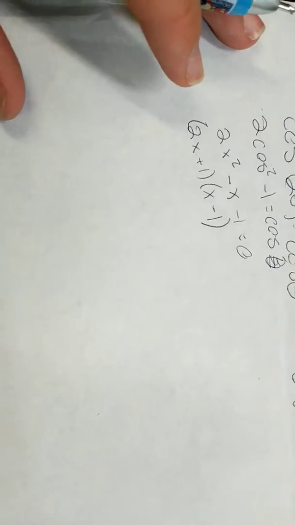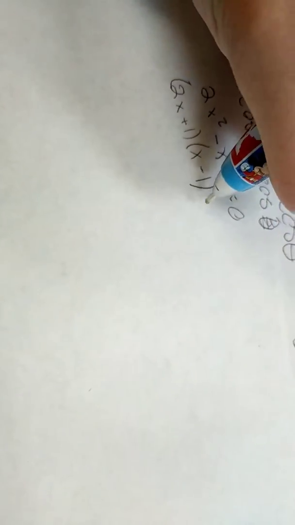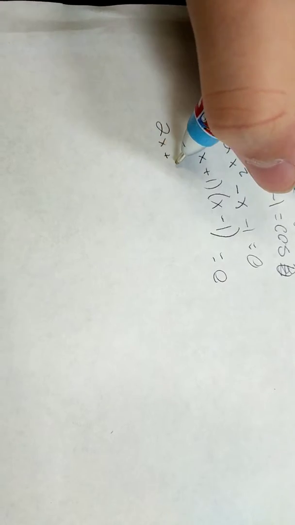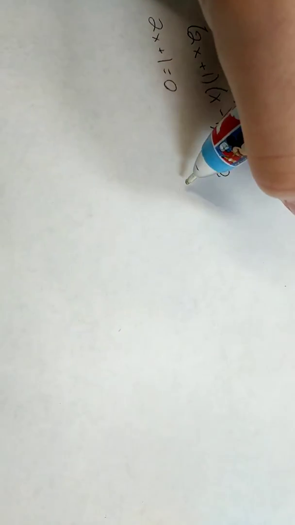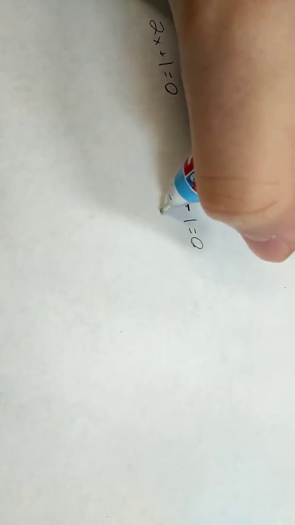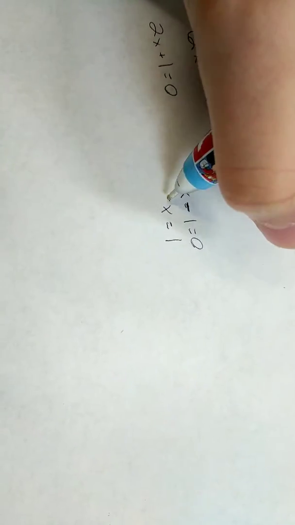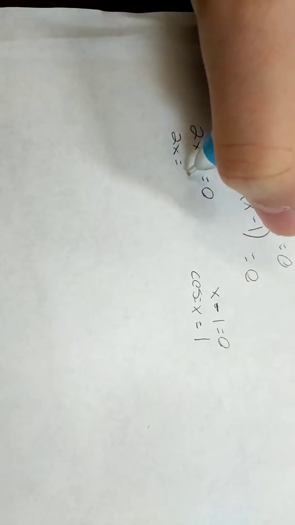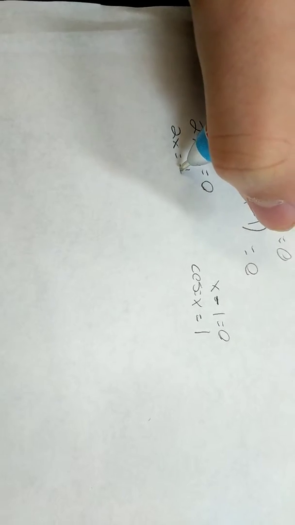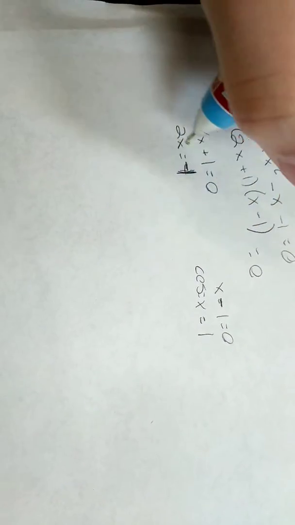I was really busy. So anyway, we could factor into this, which means that either 2x plus 1 equals 0, or that x minus 1 equals 0. That would mean that x equals 1. Now it's a good time to replace it back with cosine. Or we could say that 2x is minus 1, which would mean that x is minus a half.